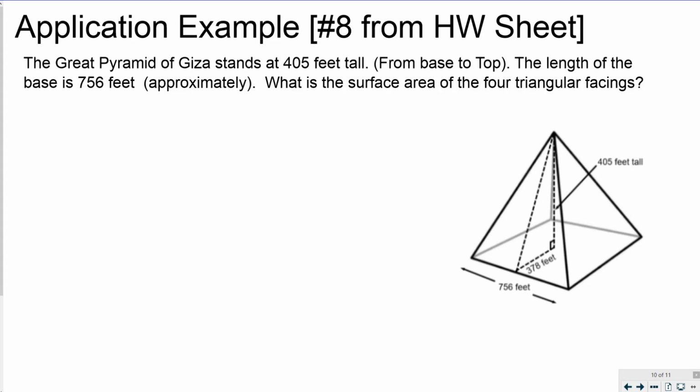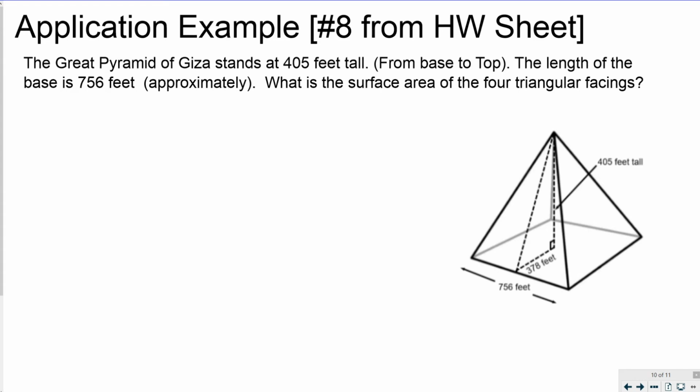This is number 8 from your homework sheet. So you can write it down, or you can pause, pull up the homework sheet, and do it. Make sure you include it in your homework. But let's get started. The Great Pyramid of Giza stands at 405 feet tall from base to top. The length of the base is approximately 756 feet. What is the surface area of the 4 triangular facings?